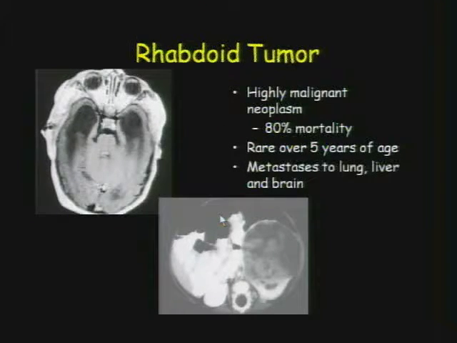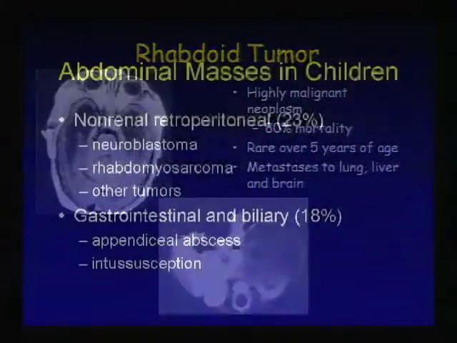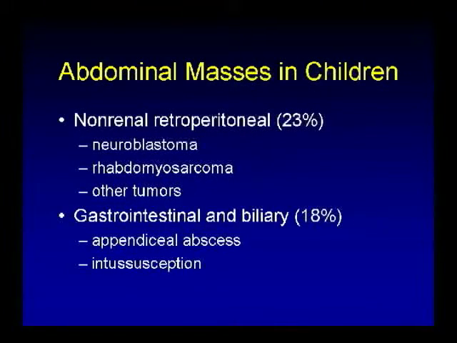Rhabdoid tumor is a really bad player. It's a highly malignant and fatal neoplasm. It's rare over 5 years of age. It's in the differential for Wilms tumors, and you don't want to have to diagnose it. Again, if you see skeletal metastases, brain metastases, as in this case, think about rhabdoid tumor as opposed to Wilms tumor.